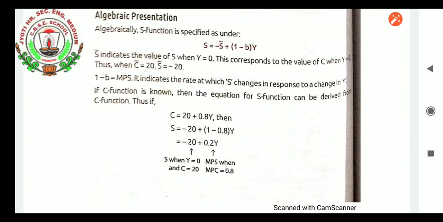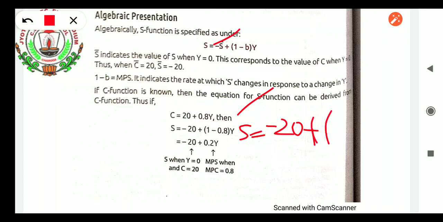You can see one of the questions if you want the solution, but I am presently not having the full question. Here, if the C function equals this much, what will be the S function? S will definitely be, if plus 20 is the autonomous consumption, S bar will be minus 20, plus 1 minus B. What is 1 minus B? If 0.8 is the MPC, then MPS equals 1 minus 0.8. So it will be (1 minus 0.8) into Y.